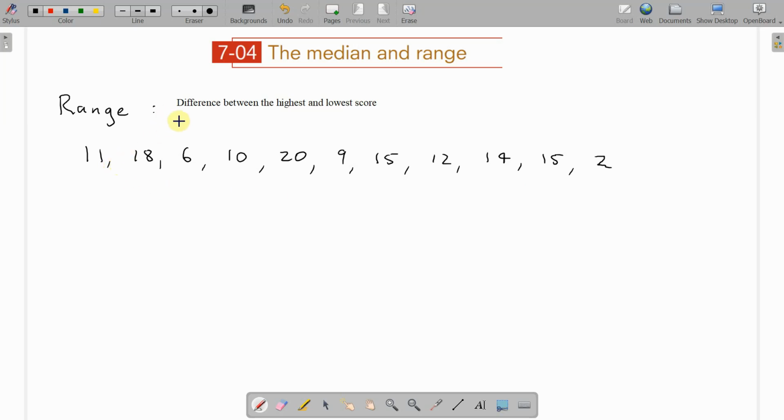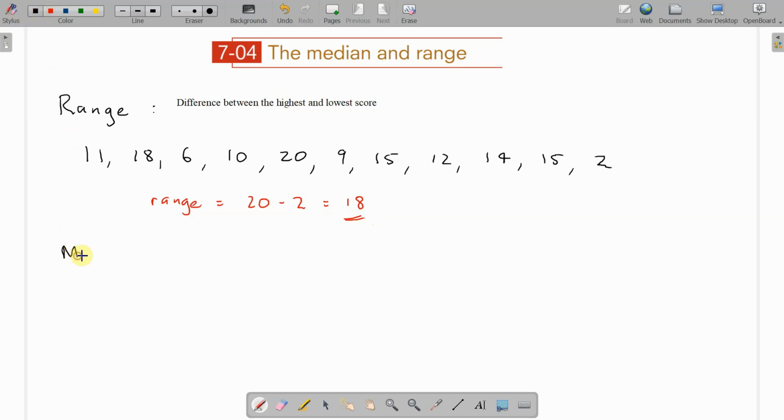The range is the difference between the highest and the lowest score. So in this case, highest is 20 and the lowest is 2. The difference, 20 minus 2, is 18. That's the range.